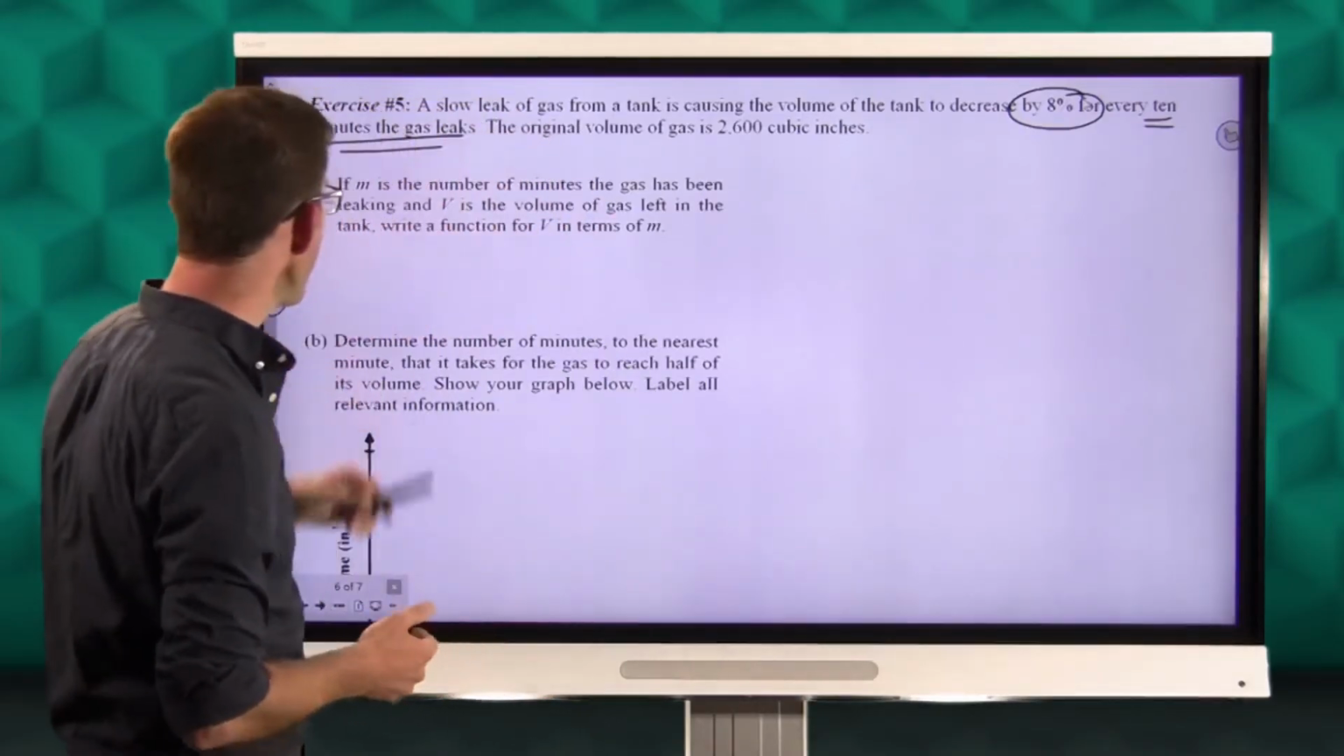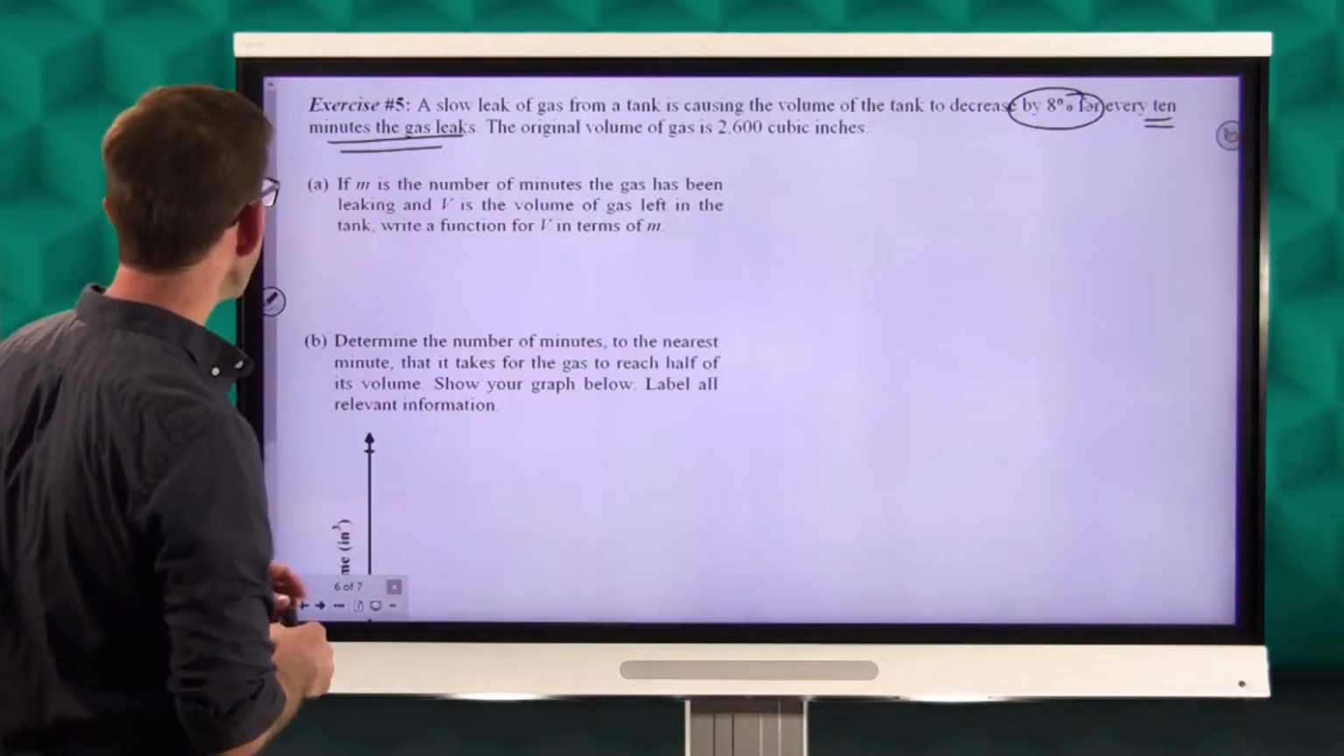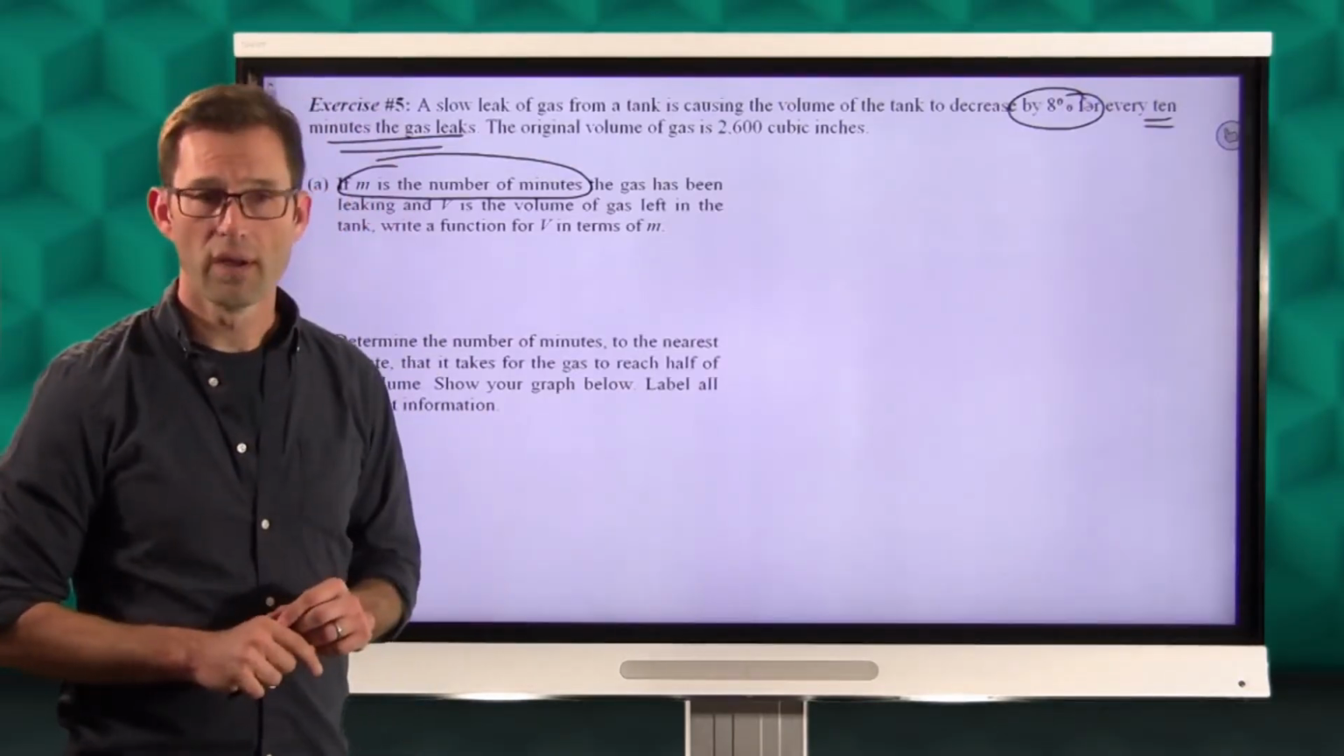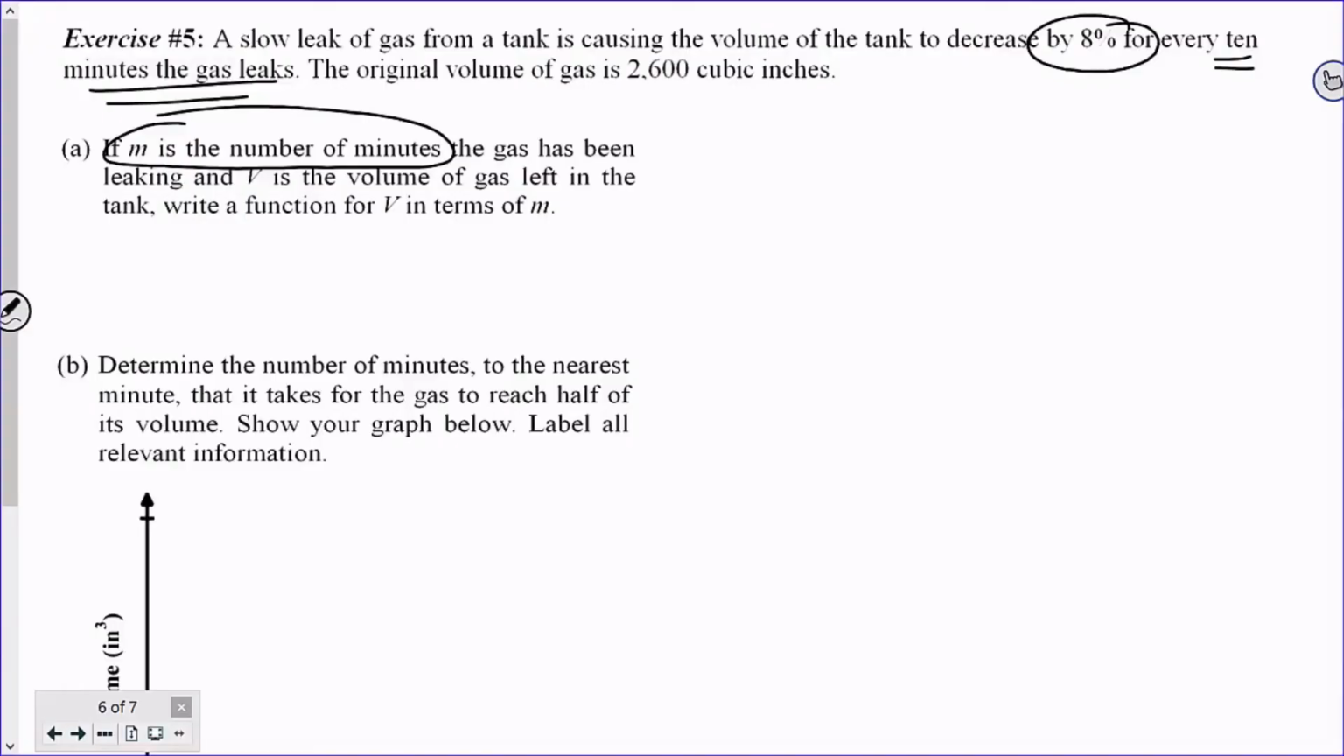So let's take a look at exercise A. If m is the number of minutes, we're automatically going for it. M is the number of minutes the gas has been leaking, and V is the volume of gas left in the tank. Write a function for V in terms of m. Why don't you pause the video and take a shot at this right now?